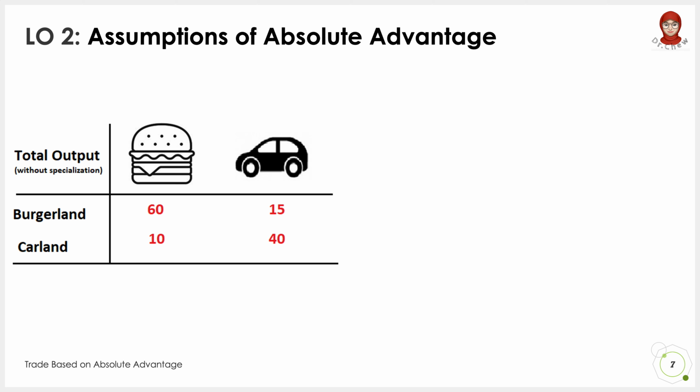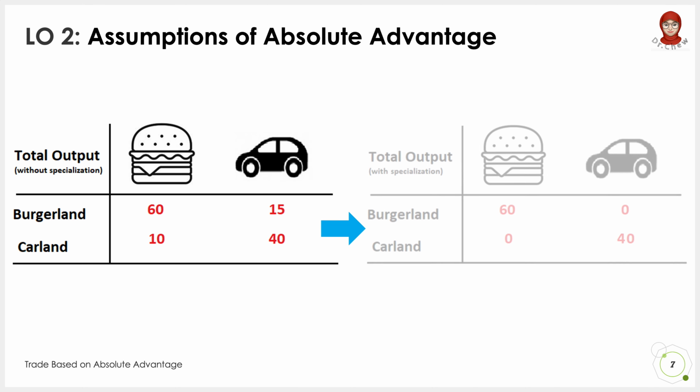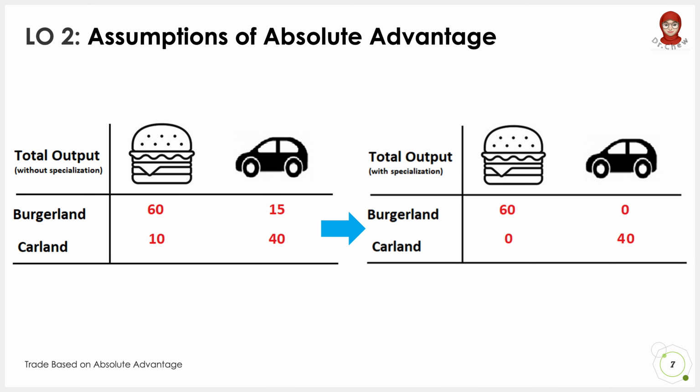Here, this diagram shows the production before specialization, and we found which country has absolute advantage in burger and car production. Now, this new diagram shows the production due to specialization. Burgerland has the absolute advantage in burger production, hence will specialize in producing burger, whereas Carland has the absolute advantage in car production, so it will specialize in producing car.